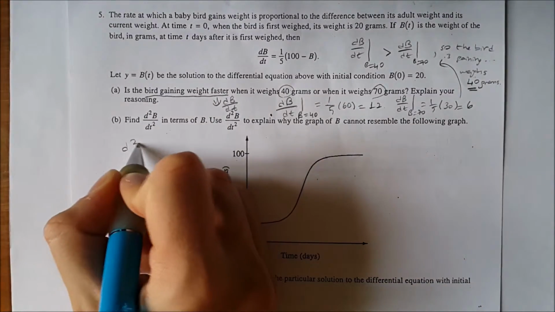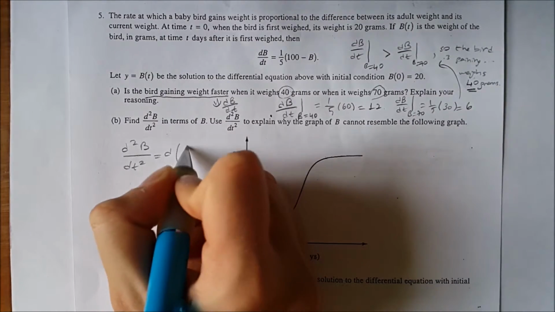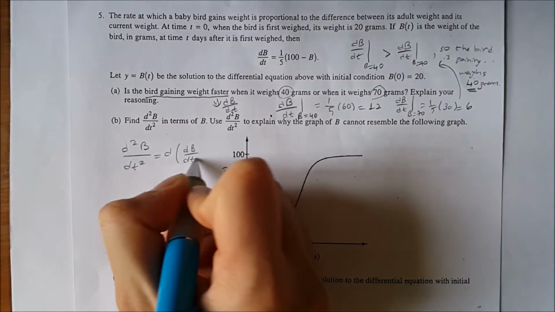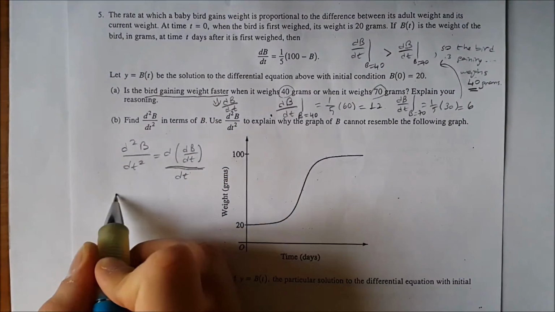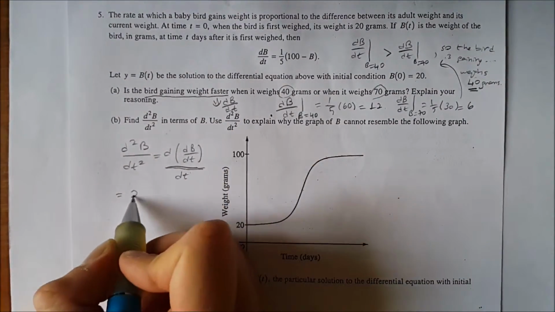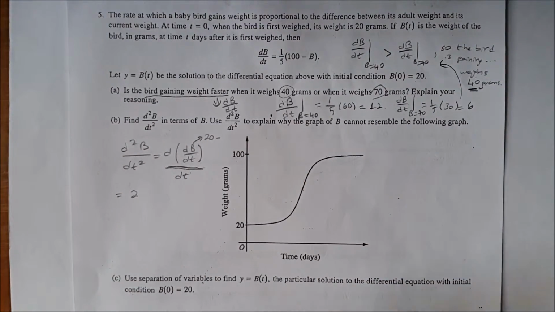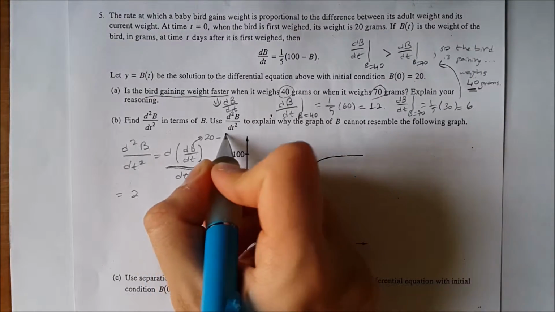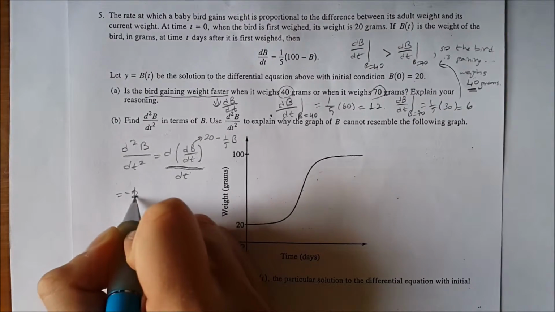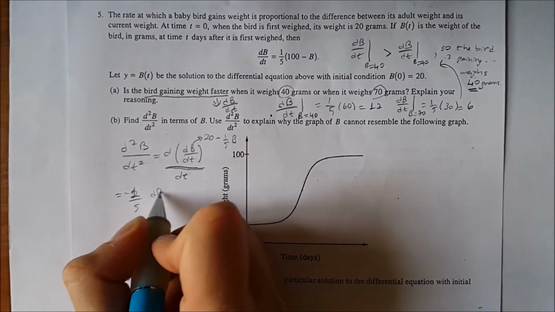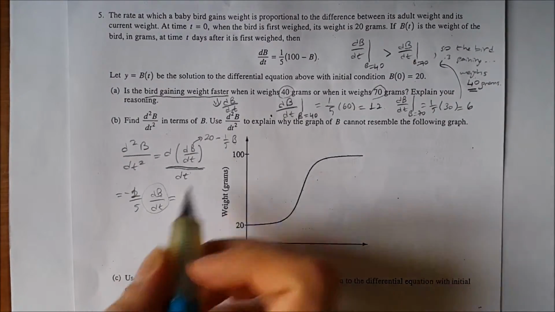The first part of the question at B is to find the second derivative of the function b. The second derivative would be equal to the derivative of the first derivative. So we take the derivative of dB over dt, which we are already given, 1 over 5 times in parentheses 100 minus b. When we take the derivative, the 20 goes away and we get negative 1 over 5 dB over dt.